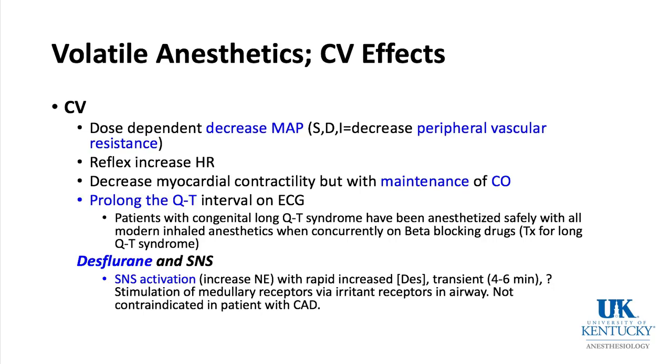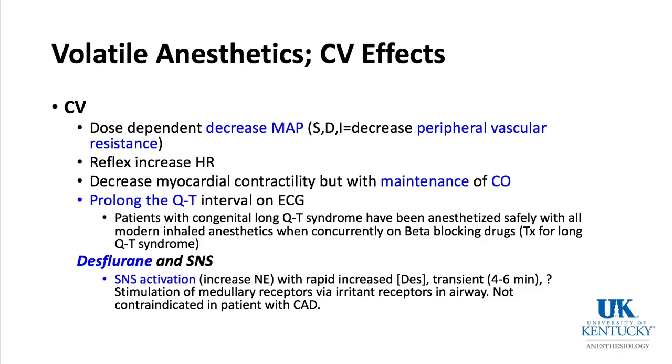syndrome. Desflurane and the sympathetic nervous system: if you rapidly change the concentration of desflurane, for example, 0% up to 10%, there is sympathetic nervous system activation with increase in circulating norepinephrine. Now, this can occur in the middle of an operation. Let's say you're on 5% des, the patient moves, and you crank the desflurane up to 12%. You could get this sympathetic nervous system stimulation and the increase in norepinephrine.